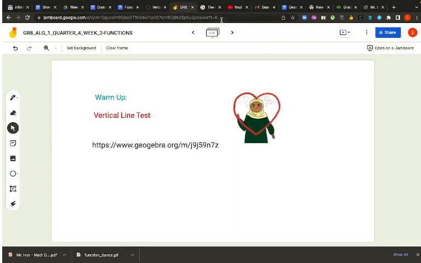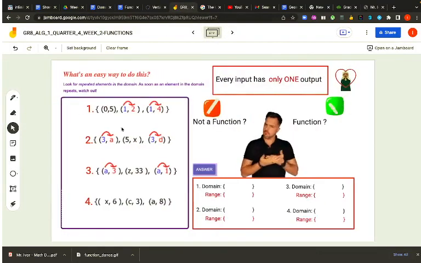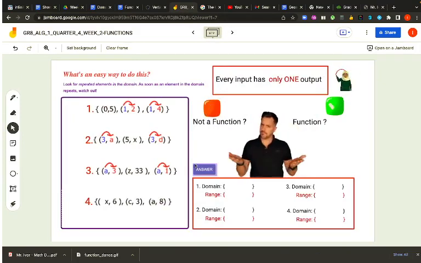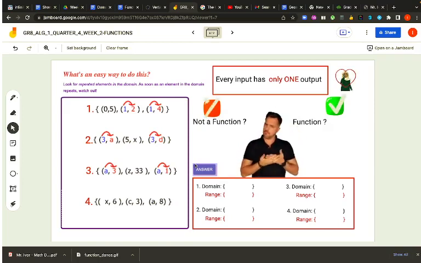All right, let's look at one more example. Suppose I give you a set of coordinates, and I want to know whether it's a function or not. Just keep in mind that every input has only one output, and we know that the input is the x value and the output is the y value. So let's look at it.